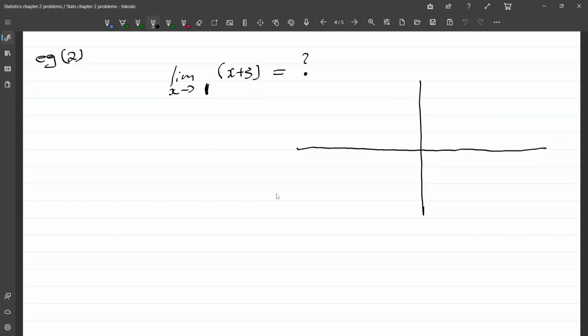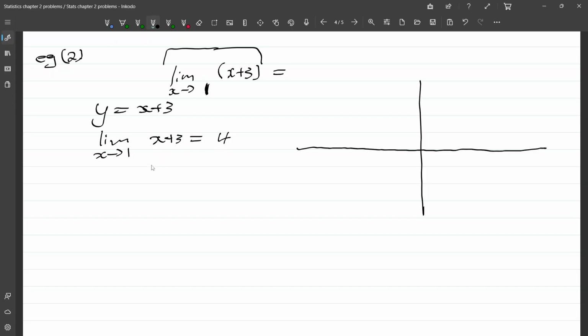So guys, let's look at example number 2. So if you can check here, your y is equal to x plus 3. So you are asked to find the limit of y when x approaches 1. What is your y? X plus 3, which is going to be 4, because you just substitute 1 here. Then when you draw this graph, I think your intercept will be 3 and I think minus 3, I believe. You're going to have something like this.